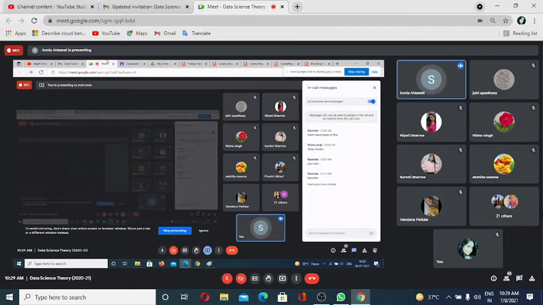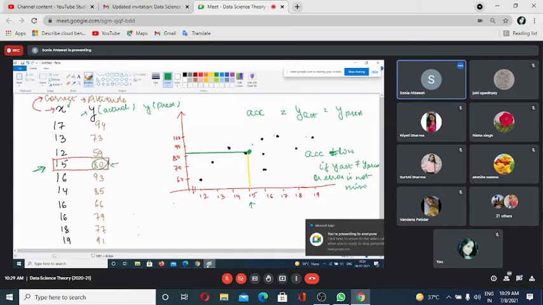But if 80 is not coming, that means the prediction is not equal to your actual. That means at 15, the value 80 is not possible. That means the prediction is wrong. Getting my point? Is it clear to everyone? First years, please respond. Is it clear here? Yes, ma'am.